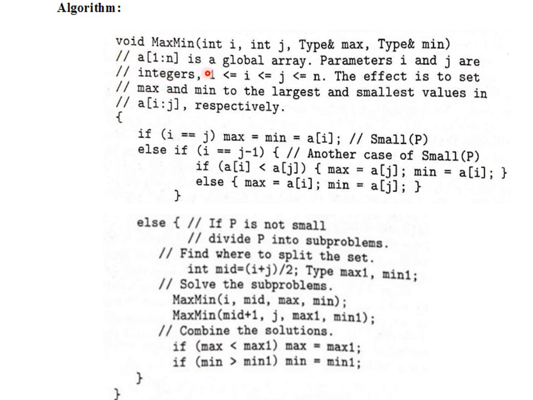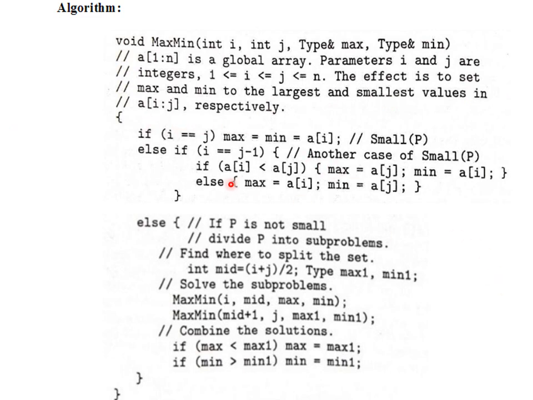Here a of 1 to n is a global array. Parameters i and j are integers. So it indicates i is greater than or equal to 1 and j is less than or equal to n, and the effort is to set maximum and minimum to the largest and the smallest values in a of i to j respectively.